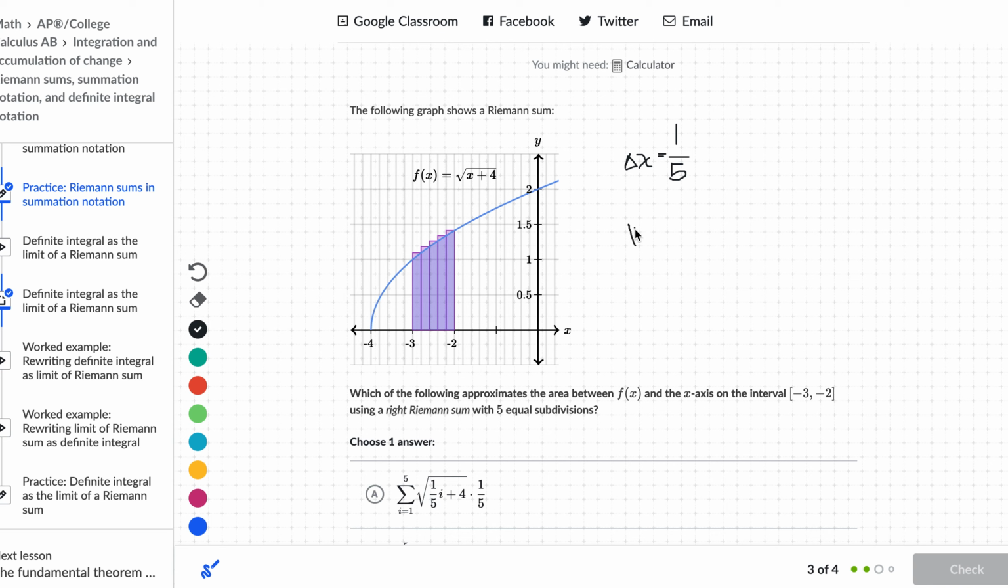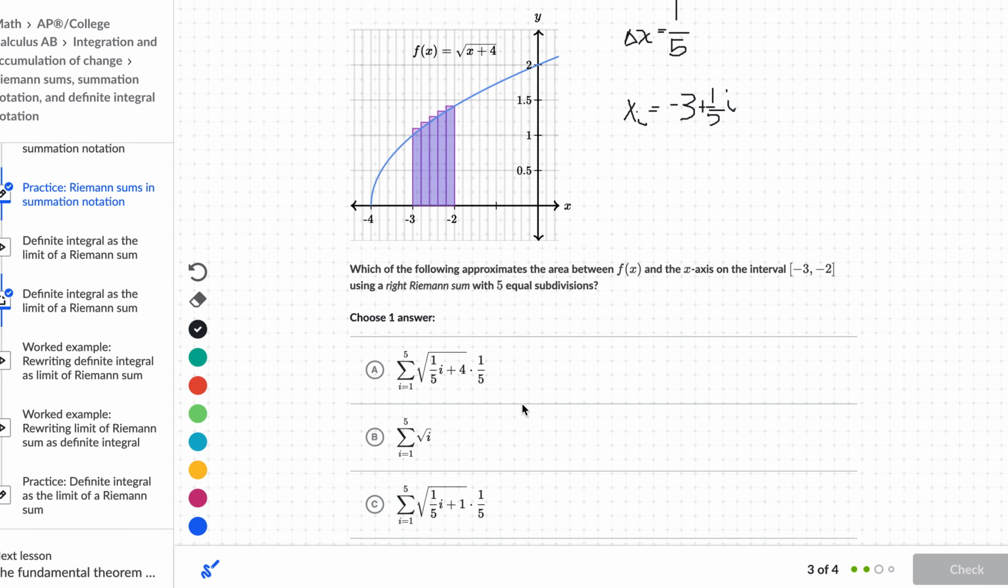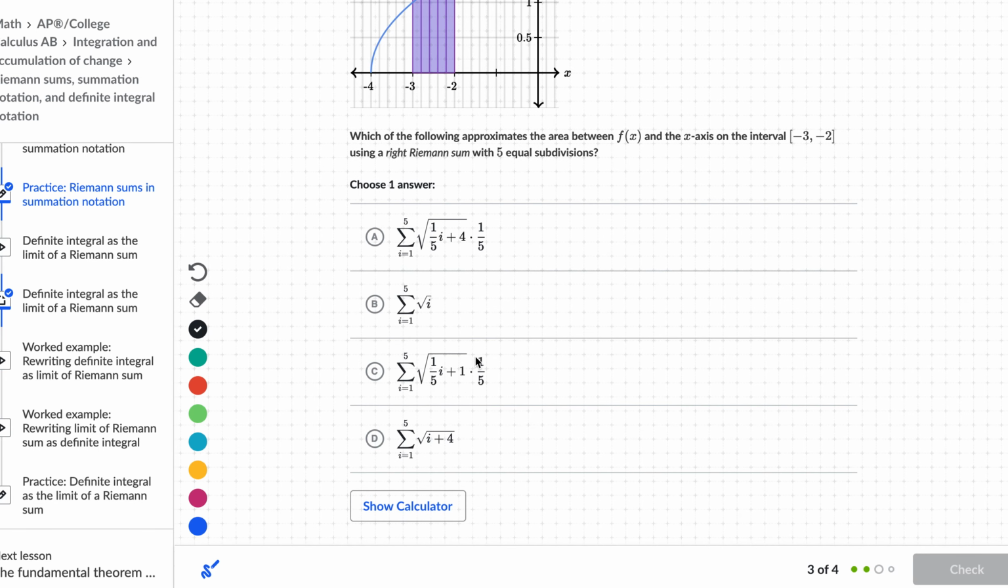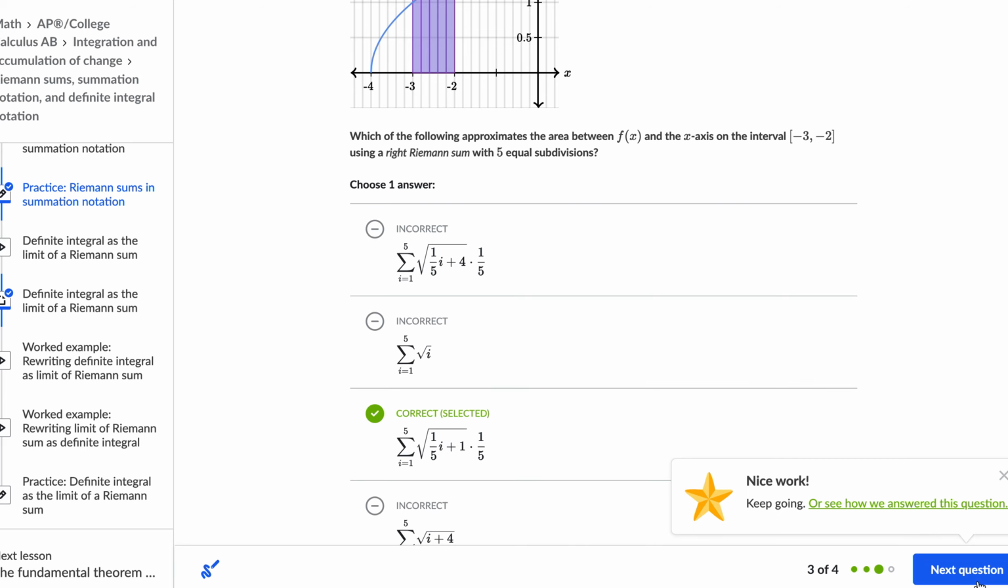That means our sample points, our x sub i's, our index points, are going to be my starting point, -3, and then I'm going to go up one of those slice widths each time. So it's going to be 1 over 5i then. And then I'm going to substitute this in for x. So this value is going to go right up there for x, and when I add 4 to it, -3 plus that 4 will give me 1 plus 1/5 i. So I'm looking for 1 plus 1/5 i, and then I'm going to multiply. I'm not going to forget this time. I'm going to multiply by the width of that rectangle, which is 1/5. Okay, so I should get sparkles, and I do.